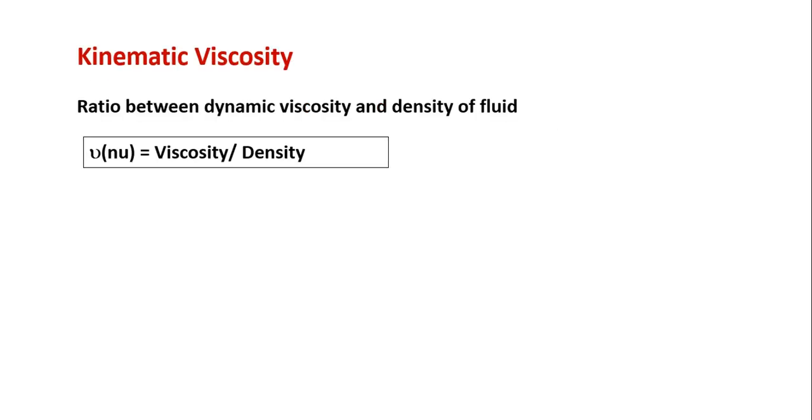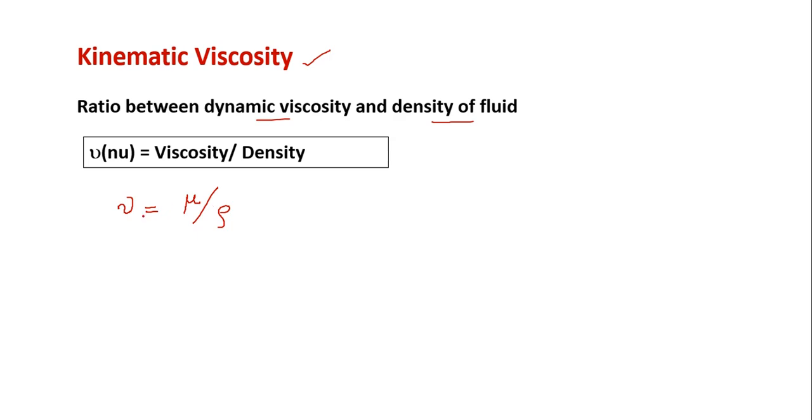Next we will see one more viscosity term, that is kinematic viscosity. It is nothing but the ratio between dynamic viscosity and density of the fluid. It is expressed by the symbol nu. So we can write nu is equal to dynamic viscosity mu divided by density of the fluid.